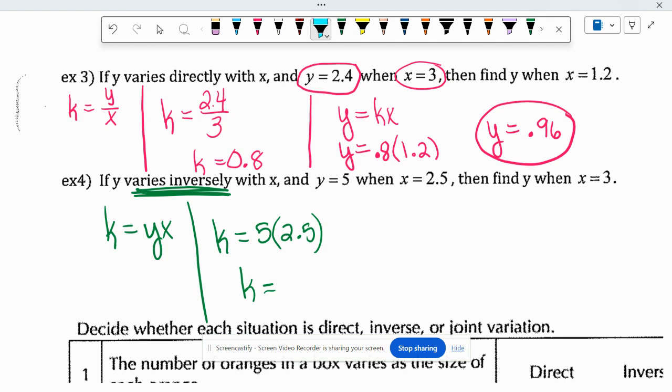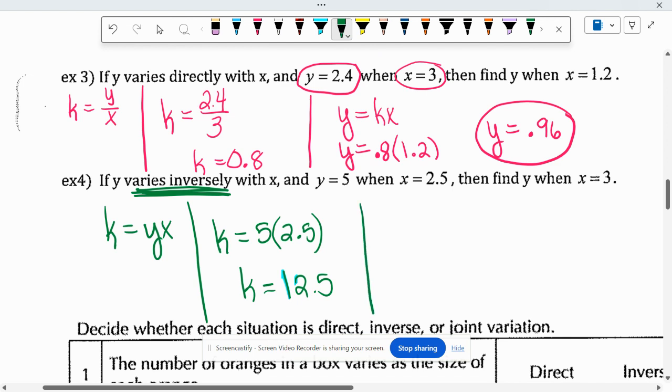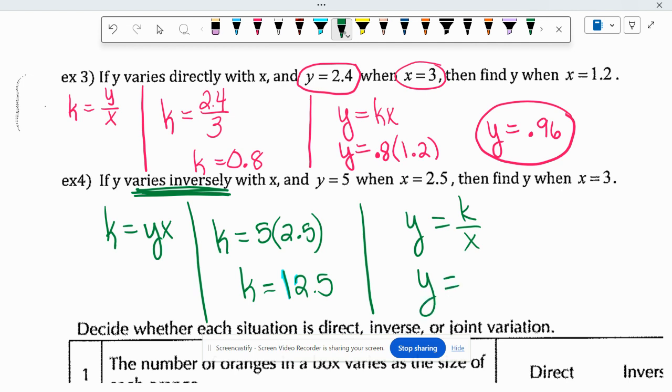What is it? 12.5. Okay. So K is 12.5. So I know that Y equals K divided by X. That's what happens when we use inverse variation. I'm trying to figure out what Y is when I take 12.5 and I divide it by 3. 4.16 and the 6 repeats.